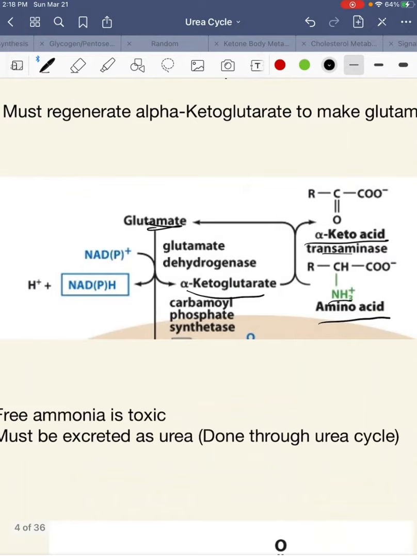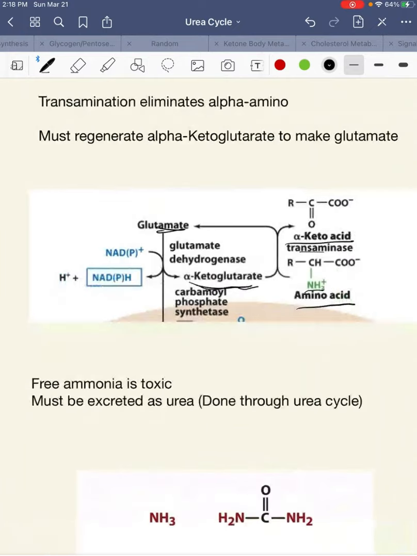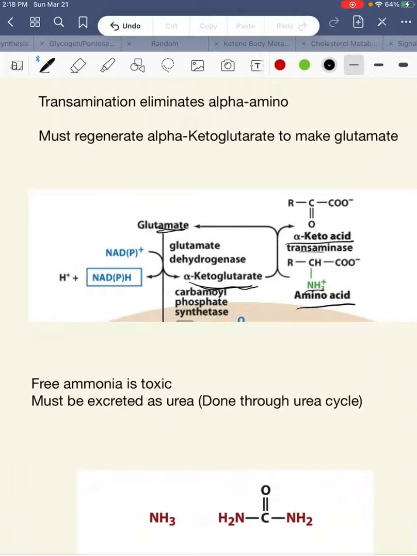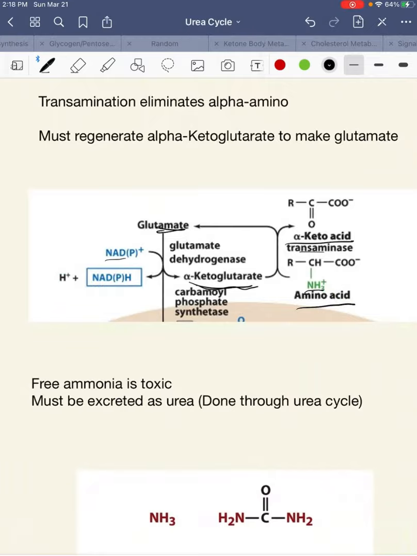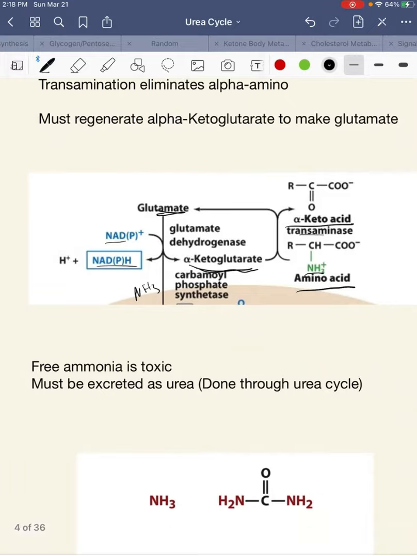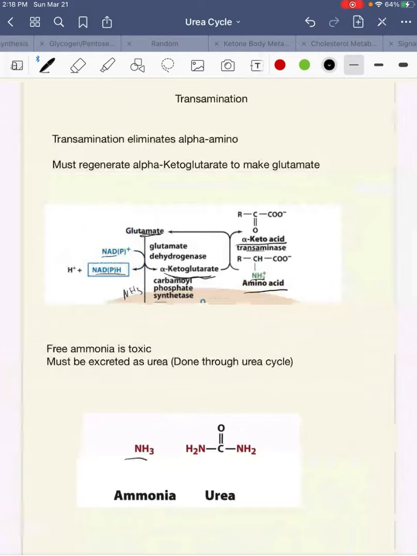And then we regenerate alpha-ketoglutarate to run the transaminase reaction again. And in that process, we reduce NAD to NADH, and then ammonia gets sent to the mitochondria. Okay? So the reason why we can't just excrete it as ammonia is because it's toxic.